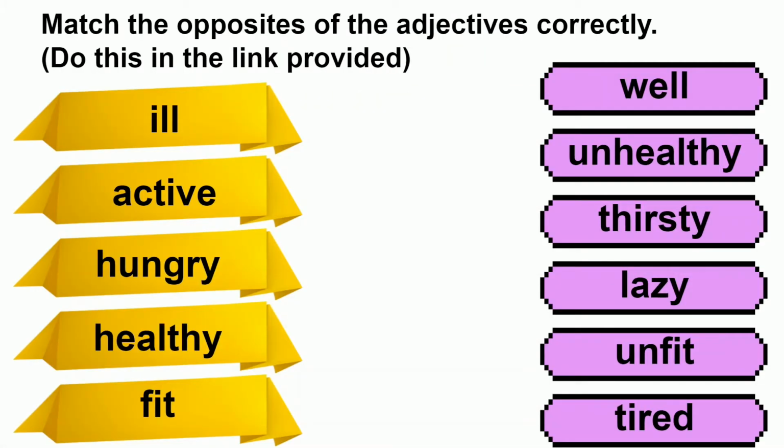Alright, now you have to match the opposites of the adjectives correctly. Do this in the link provided in the description box below. I have attached the link below and you will need to match all these adjectives to their antonyms. We have 11 adjectives. Match each with its opposite meaning. You can do it in the link below or Google Classroom and you will get the answer feedback immediately.